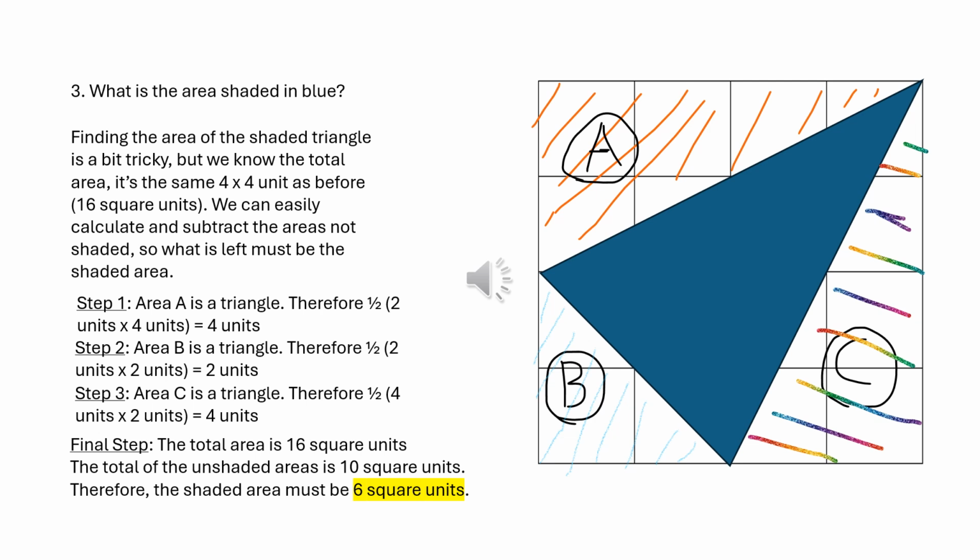And then we come over to that third triangle that's unshaded, triangle C, and that is going to be 4 by 2. Don't forget to multiply it by 1/2. It is a triangle, so that comes out to 4 units. So we know we have 16 total. And if we add up all the unshaded triangular areas, we come up with 10 square units. So 16 minus 10 equals 6 square units that's going to be left that is going to be shaded.